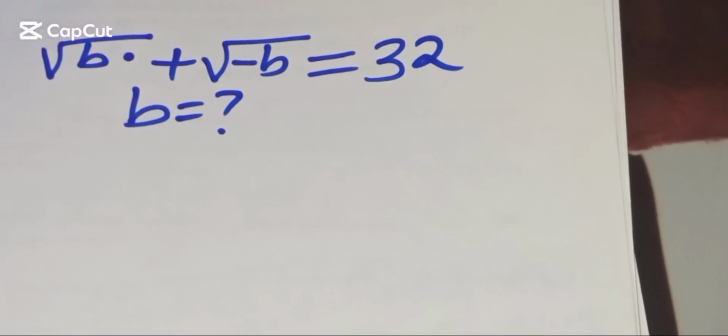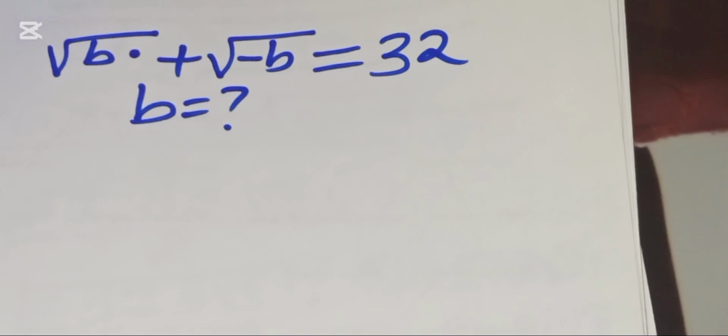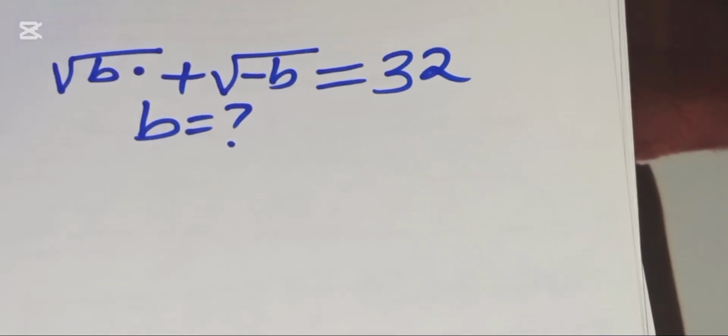Hello everyone, let's present a solution given this radical equation: the square root of b plus the square root of negative b is equal to 32. So what is the value of b? Solution from here.